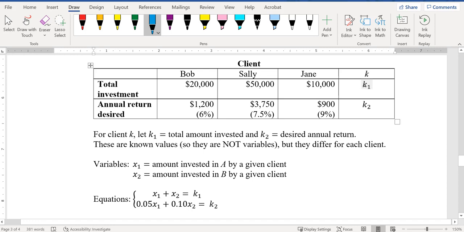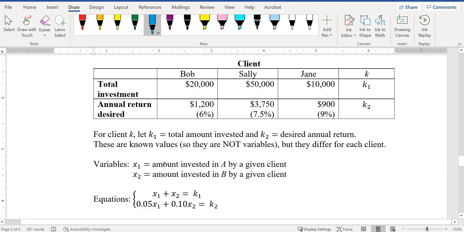Okay, we're going to let K1 be the total amount invested, and K2 be the desired annual return. These are known values, so they are not variables, but they're going to differ for each client. Each client has a different amount to invest, and each client has a different annual return that's desired. Those are your K1 and K2.